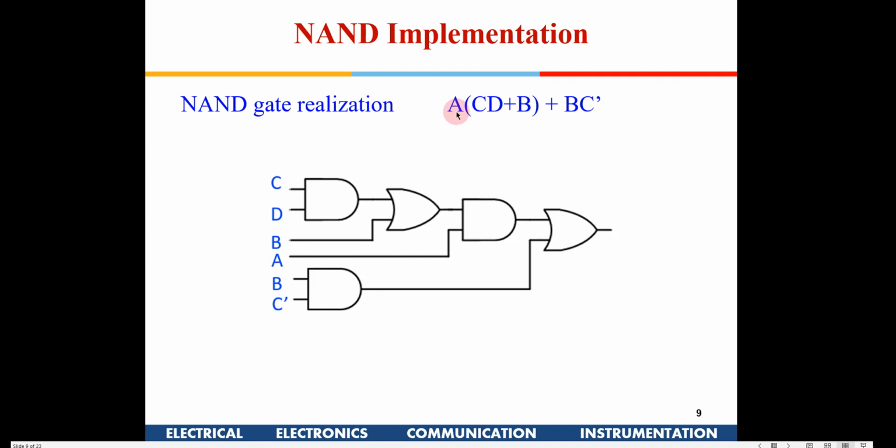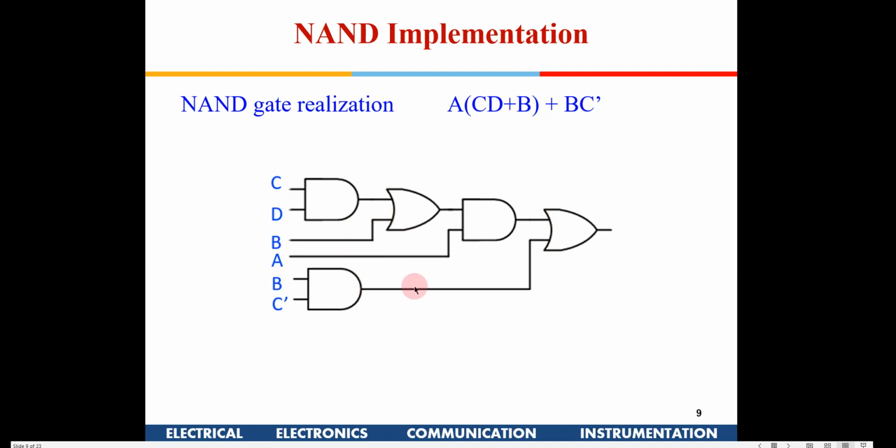So I have A. First, I have a B, C dash. So you have a B, C dash and an AND gate, and then you have an OR here, and here you have a CD AND gate, which is getting ORed, and then you have one more AND with A here, and then finally you have an OR gate. So this is the gate. This is what I get after simplification.